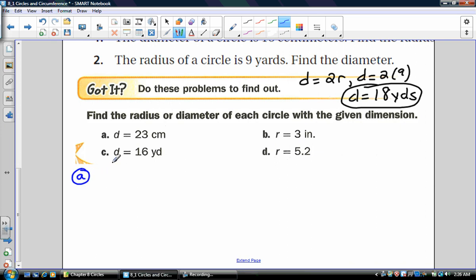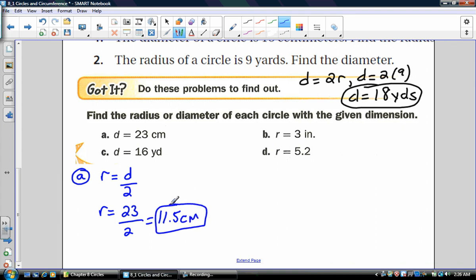Example A, right, if we're given the diameter, let's find the radius. The radius is going to be equal to the diameter divided by 2. Right, so the radius is going to be equal to 23 divided by 2. And 23 divided by 2 is going to be equal to 11.5. And those are centimeters.